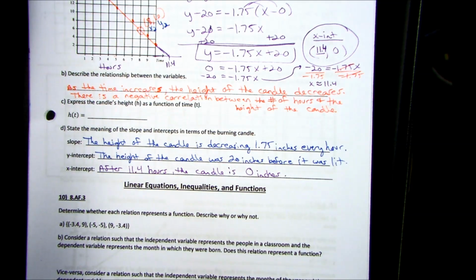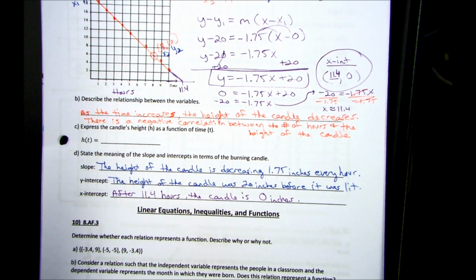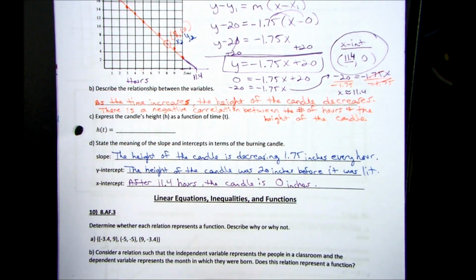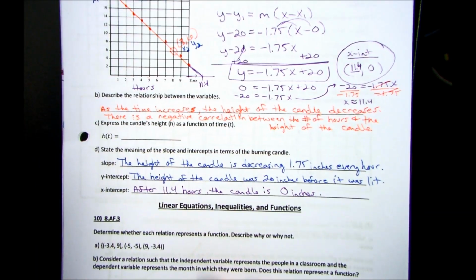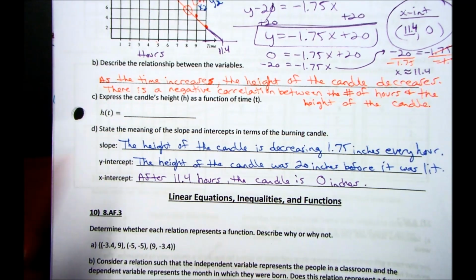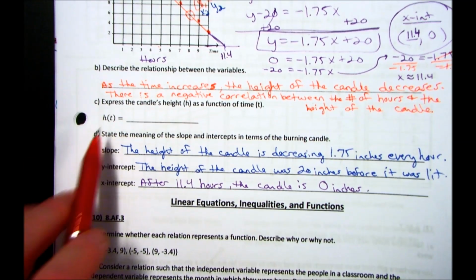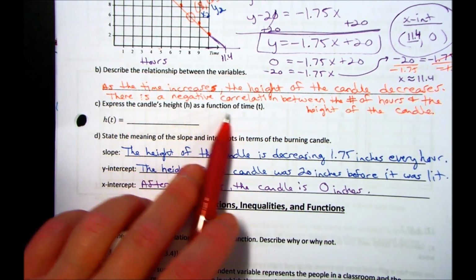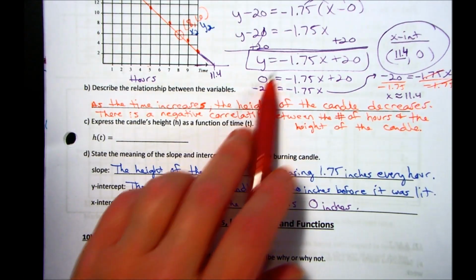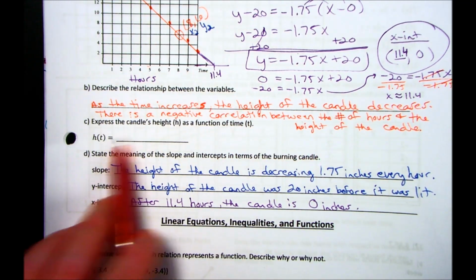Hello again, and one real quick note I wanted to make. Yesterday when I was completing the last problem, I noticed that I forgot a part of it. So express the candle's height as a function in terms of time. And I had written an equation here, but forgot to fill it in there.